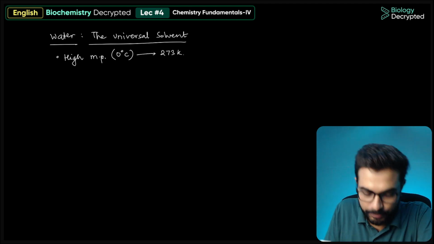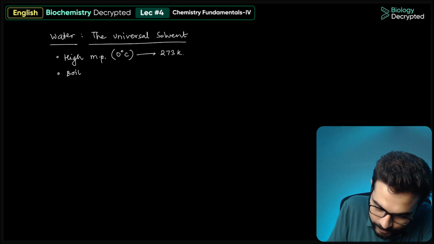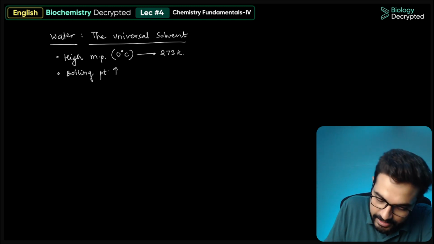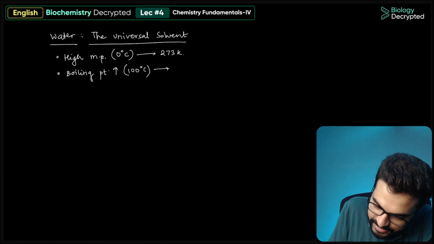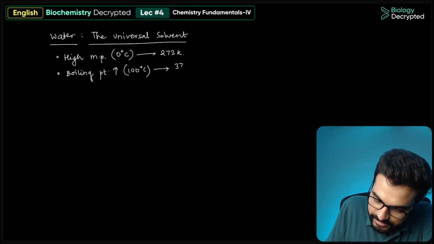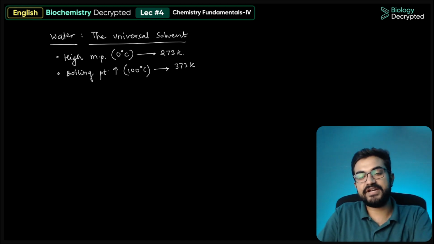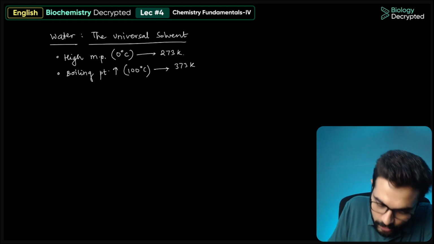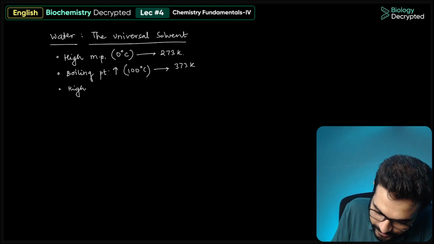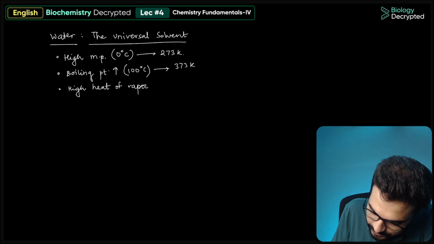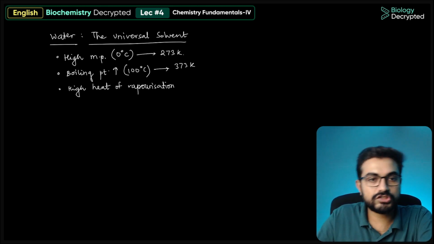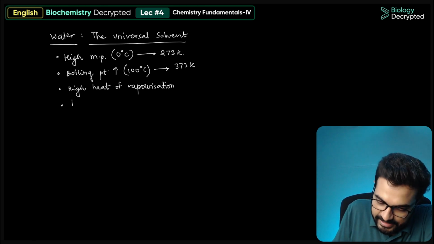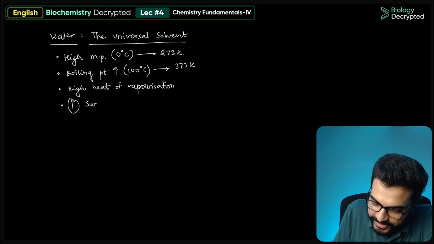Now, talking about the boiling point, obviously water has a high boiling point as well. So the boiling point of water is also high, and it is 100 degrees Celsius, and obviously in Kelvin it will be 373 Kelvin. Apart from this, water also has a high heat of vaporization, and also it has a high value of surface tension.